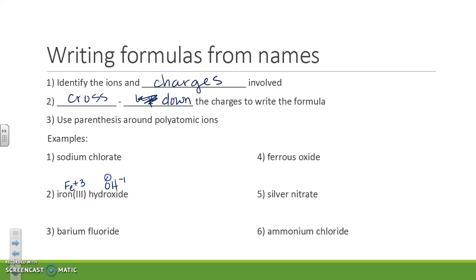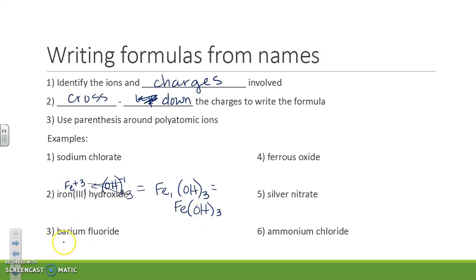Before you cross them down, you need to put your polyatomic ion in a force field. Yes, a force field, because I am a sci-fi Star Wars nut. Okay, so put it in a force field. That way nothing can get inside. Yes, okay, and then you cross down. The 3 comes down, the 1 comes down, and we rewrite this as Fe1(OH)3. Okay, does that cancel or does it simplify? No, but we can get rid of the 1, so Fe(OH)3.